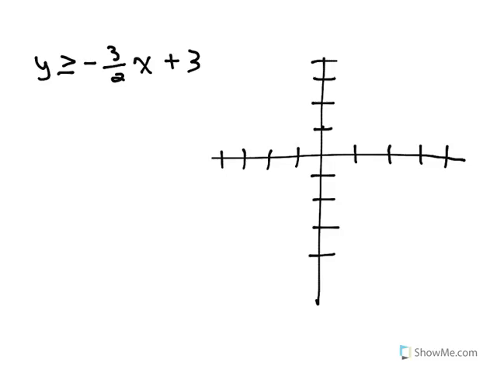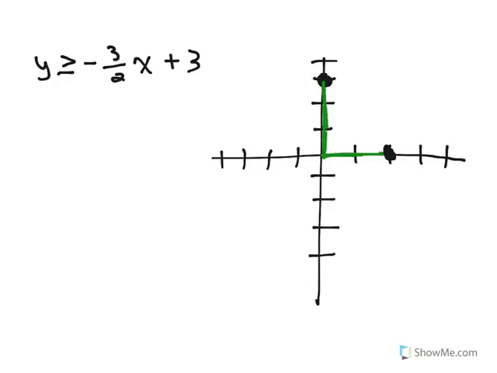Graph y is greater than or equal to negative 3/2 x plus 3. Again, using the slope-intercept form of the equation, we are going to graph this line by first finding 3 on the y-axis, plot that point, and using the slope negative 3/2, we are going to go down 3 units and then right 2 units, and that is where our next point goes.